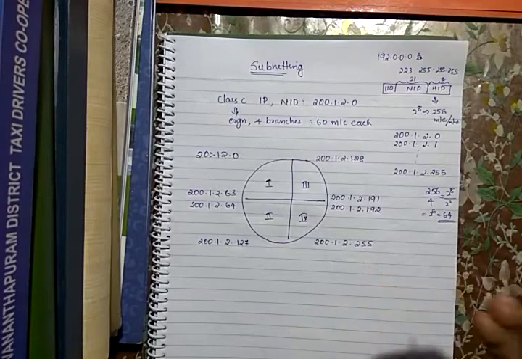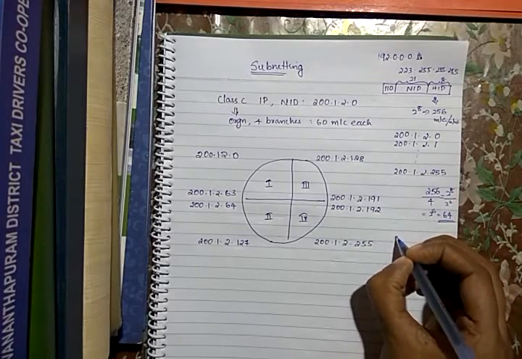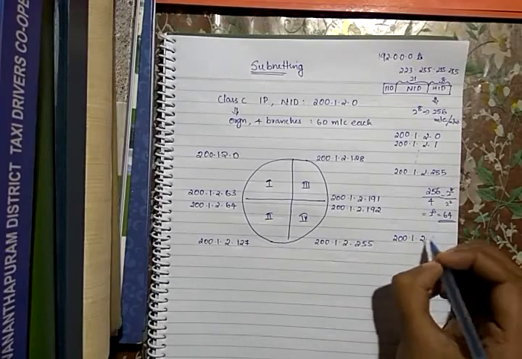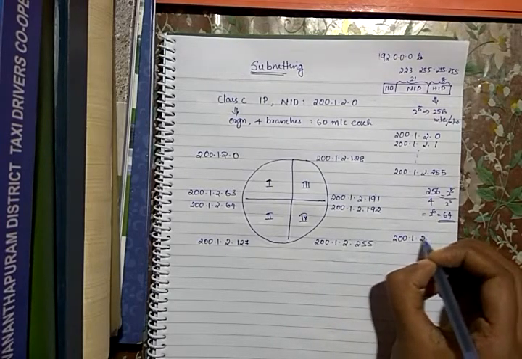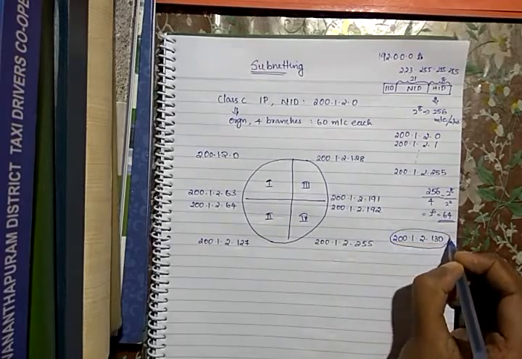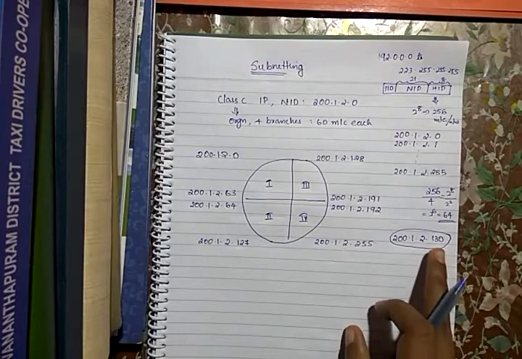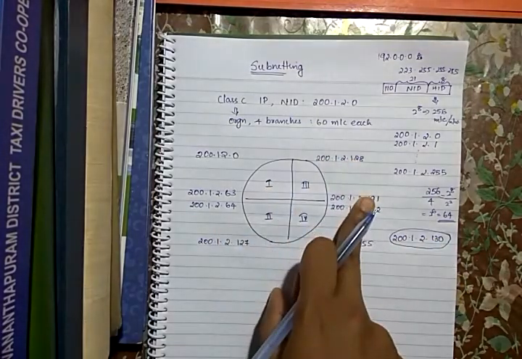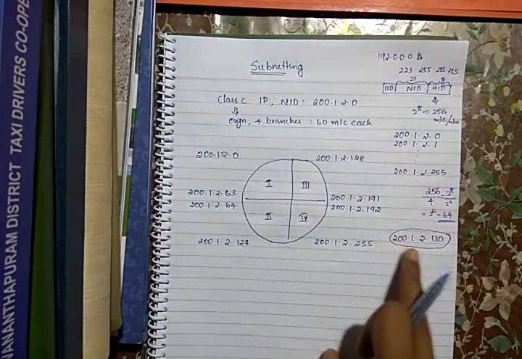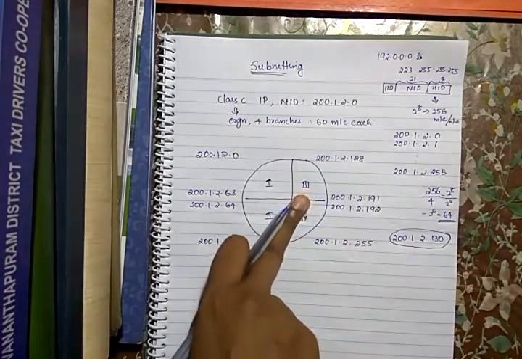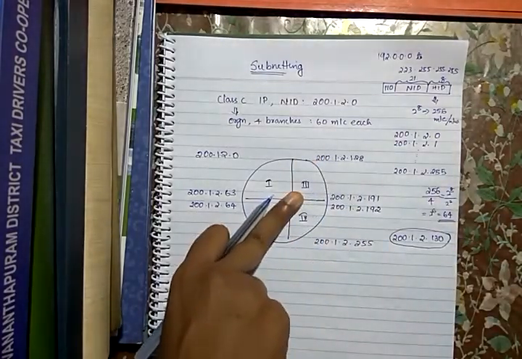Now the question is, suppose an IP packet is coming with the IP address 200.1.2.130. To which branch will this IP packet be delivered? You know that 130 is within the range 128 to 191. So definitely the packet addressed to this IP address is to be delivered to this particular branch. Now how is this organization achieving it?